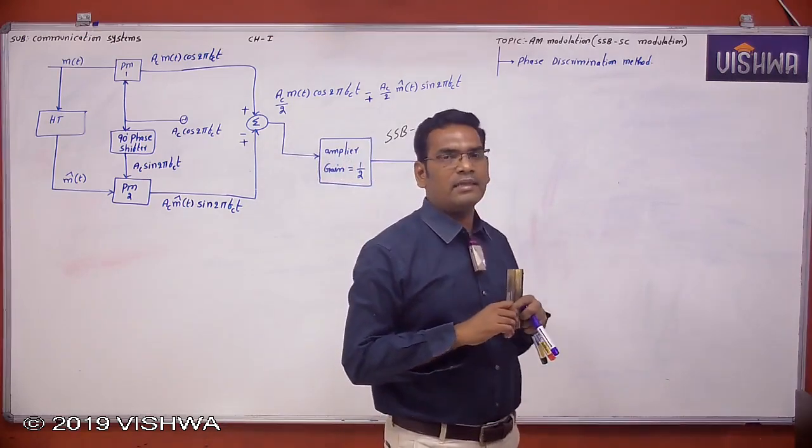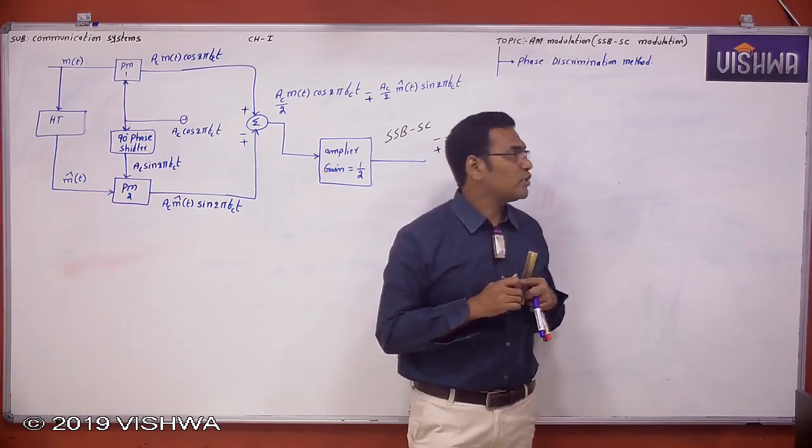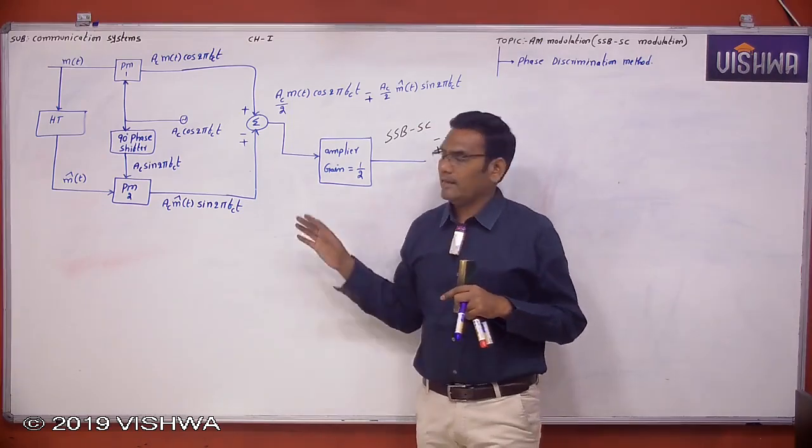One is the frequency discrimination method, and another one is the phase discrimination method. This is the phase discrimination method to generate an SSB-SC signal. Note.